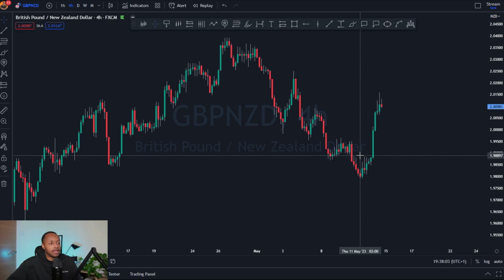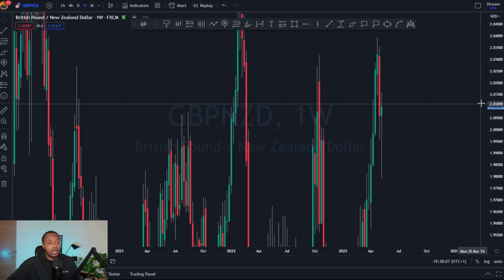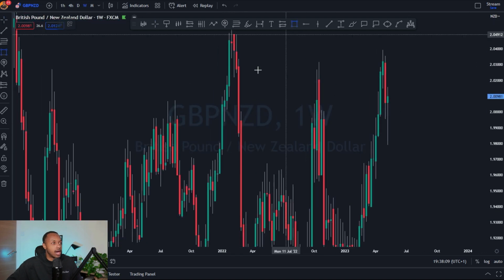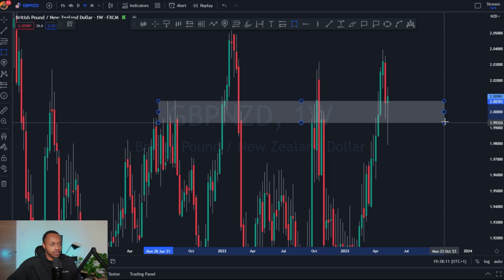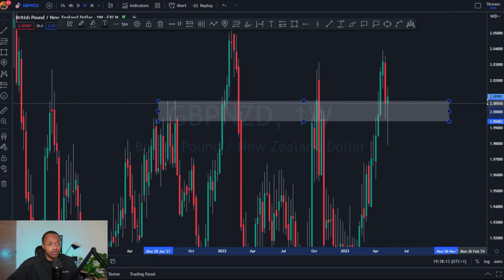Okay, so next up we've got pound NZD. So pound NZD, big move to the upside this week, and very, very important weekly candle closure, because I'm looking to see how price is going to hold this resistance here as support, and so far it's doing a very, very good job of that.